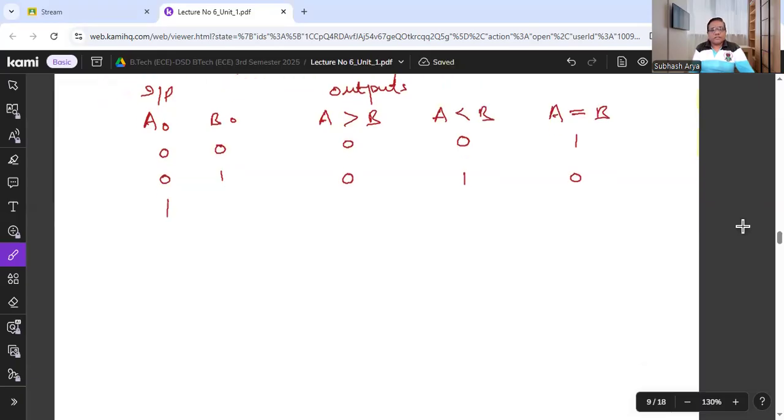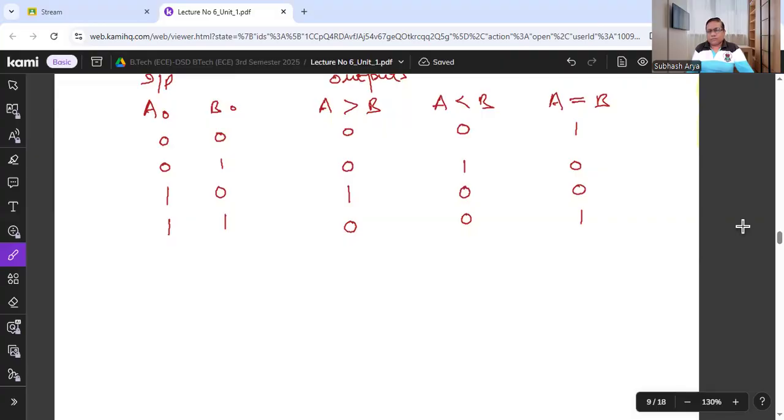Next case is 1, 0. For this case, A is greater than B will be logic 1 and the rest logic 0. And for the last case, that is 1, 1, when both A0 and B0 are 1, again A is equal to B and the rest are 0. So these are all four possible input conditions for a 1-bit magnitude comparator.